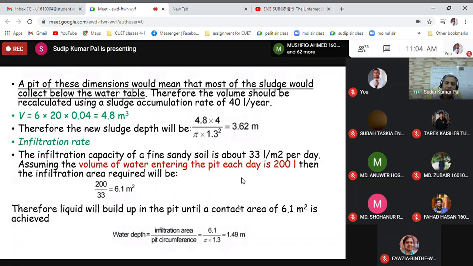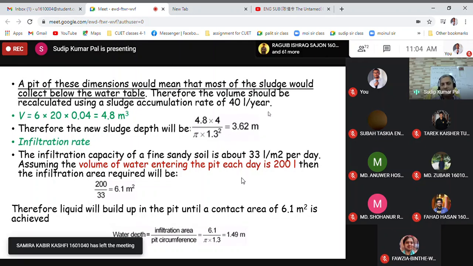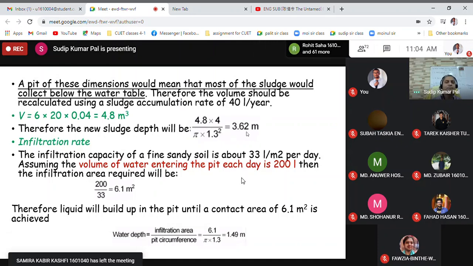So as I said, if it is in Bangladesh and you go approximately 20 feet from the existing ground level, there is a very high chance you will see water present in the pit. In that case, water will be retained, and faster biodegradation means lower generation. So I use 40, and then I recalculate the volume and the depth. The depth is drastically reduced, as you can see: 3.62 meters, roughly 10 feet.